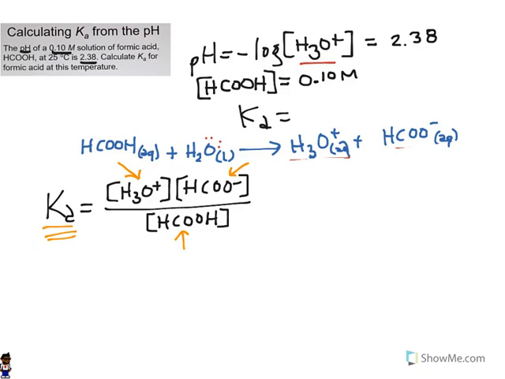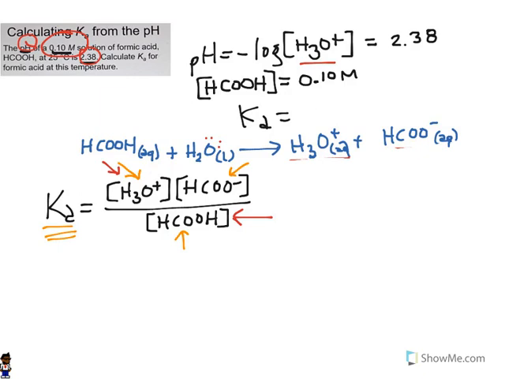Now, some of us might be thinking this. We might be thinking, oh, I already know the concentration of formic acid because I was given the concentration of the solution here. And you might be thinking, oh, I can find the concentration of hydronium because I know the pH. So if the pH is 2.38, then I can work backwards to find the concentration of hydronium. And for the most part, you're half right.